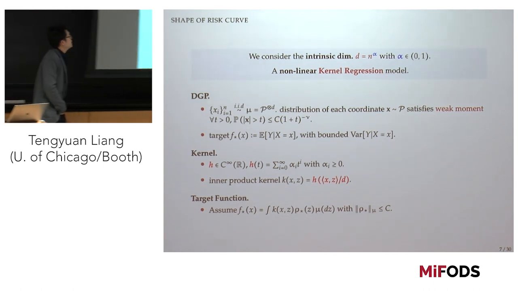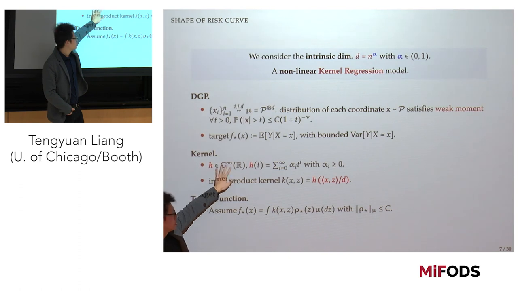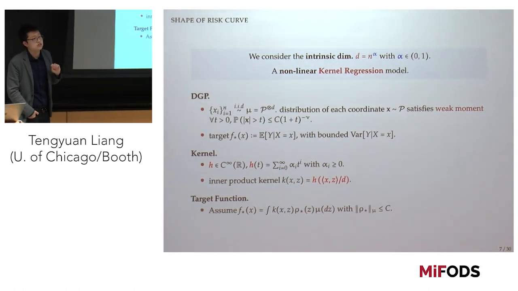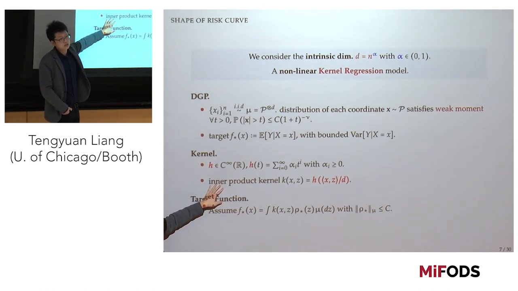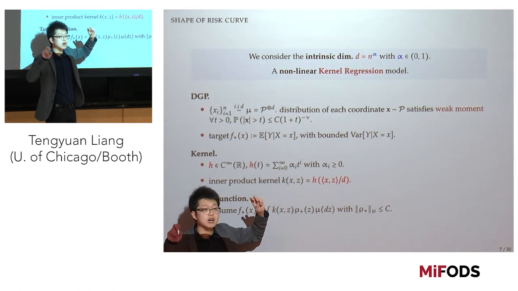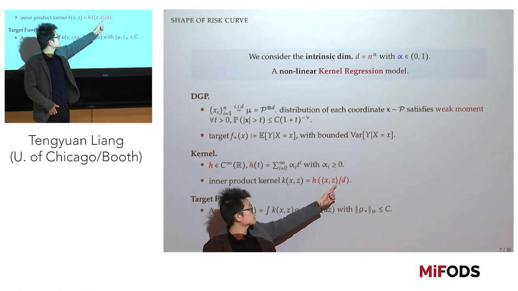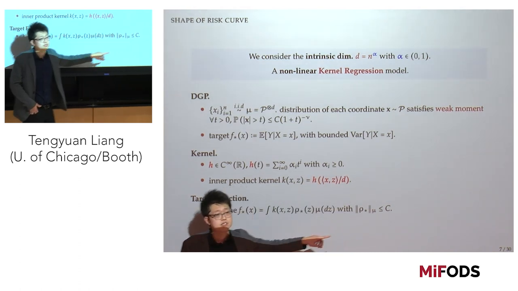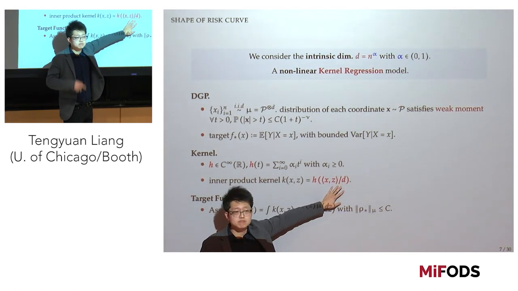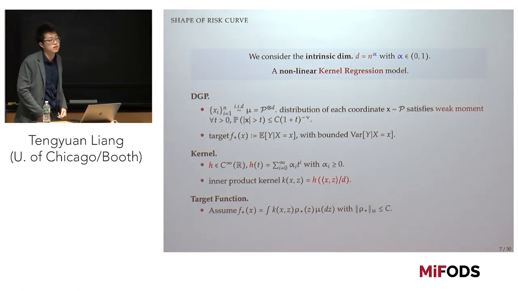The kernel we're interested in: take any infinitely smooth one-dimensional function. Let's write out a Taylor series and assume that this Taylor series converges for any t. All these alpha i's are greater than or equal to zero. We look at a specific kind of kernel, the inner product kernel, where the kernel takes in two data points and outputs some affinity or distance metric. It takes this specific form: you take the inner product between these two data points, you scale it by d, and then you apply the nonlinear kernel. If you naively use a lot of the machine learning packages, this is the scaling they use when you input the data, because they normalize x and z by roughly the norm of it, so roughly each one by 1 over square root d.